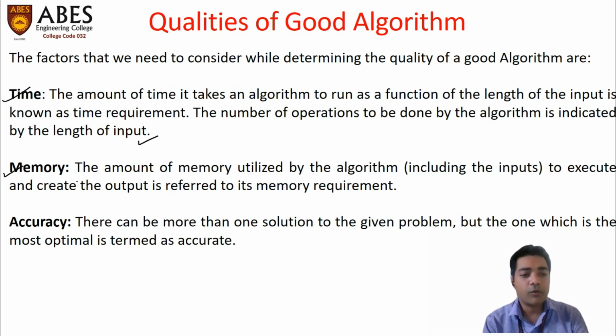The second is the memory: the amount of memory utilized by the algorithm, including the inputs, to execute and create the output, is referred to as its memory requirement. Then we have the accuracy. There can be more than one solution to the given problem, but the one which is the most optimal is termed accurate.